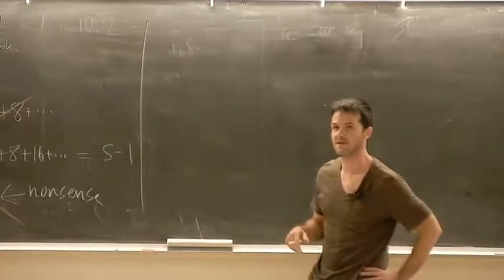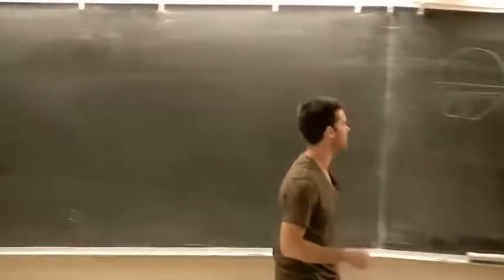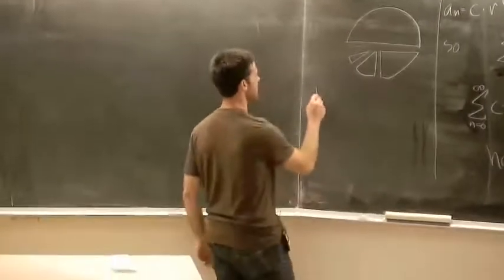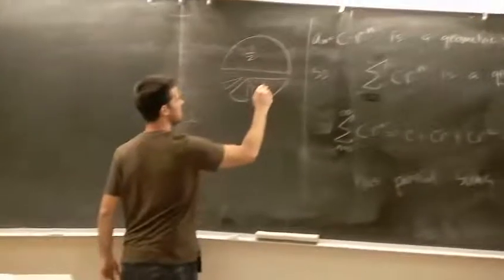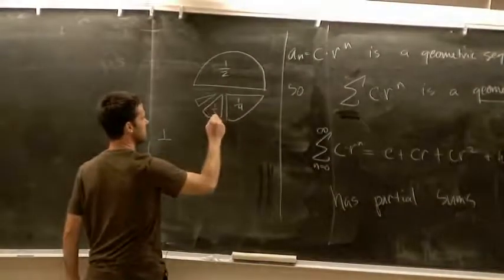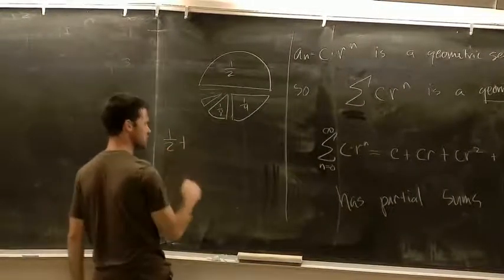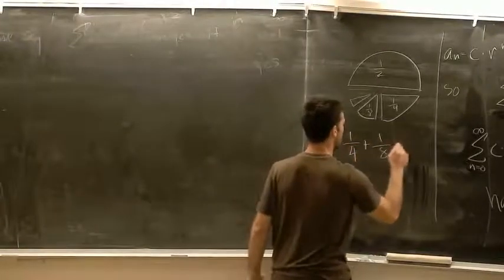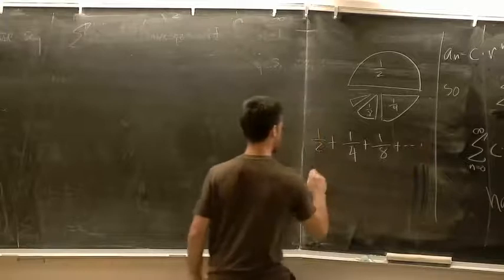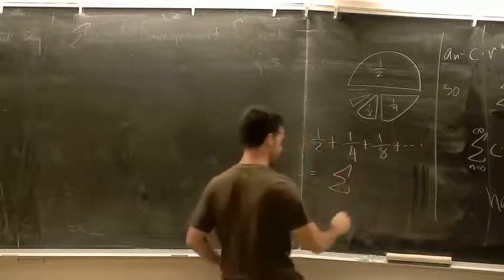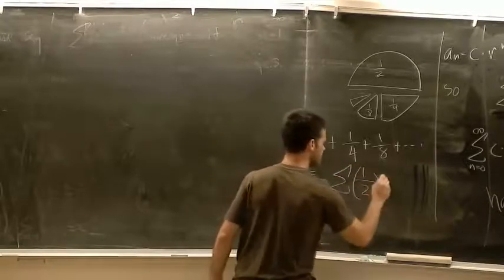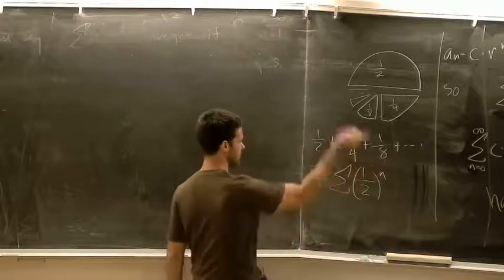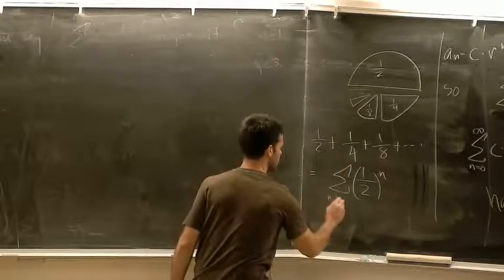So let's see, how about let's prove the pizza thing then, right? So here, if we were adding up, this was a half of a pizza, a quarter of a pizza, an eighth of a pizza. So let's make sure we get a whole pizza after adding all this stuff up. This is the geometric series of 1 over 2 to the n, starting from n equals 1.